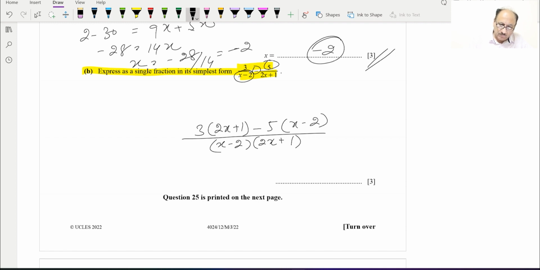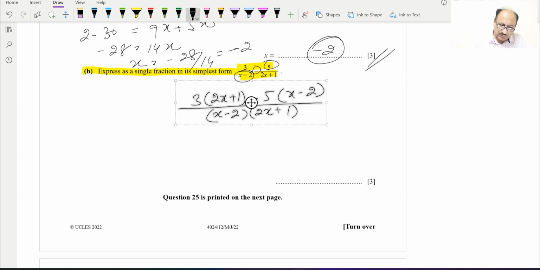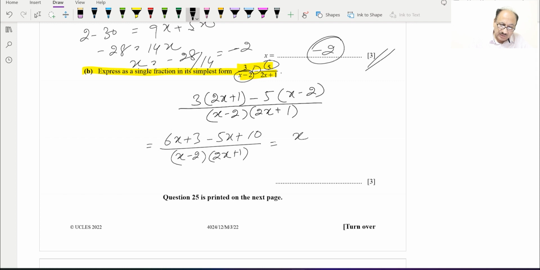And now we can open, and if I move it a little above, now we can write it as 3 into 2 will be 6x plus 3 minus 5x and plus 10, divided by x minus 2 into 2x plus 1. And further we can simplify, and 6x minus 5x will be x, and plus 13 divided by x minus 2 into 2x plus 1. This is the final answer. No further simplification is possible. So this is our final answer for 3 marks.